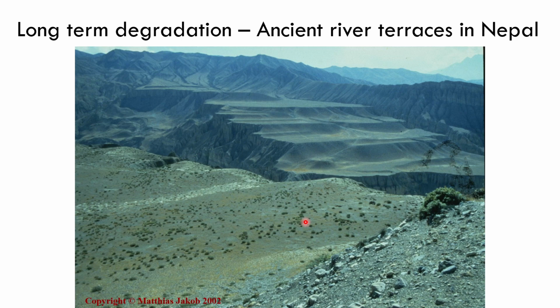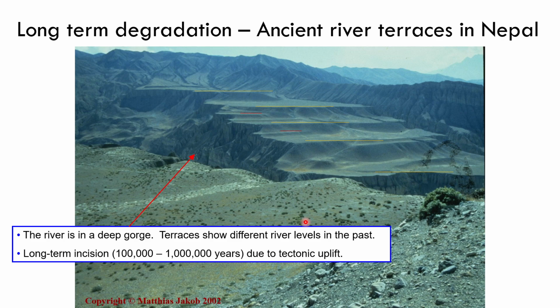In certain landscapes we can actually see a landscape history of degradation as well. In a place like this, in Nepal, what we can see here is a series of river terraces. These are all the little lines out here, and you can see the steps in the landscape back here, which are all old river terraces. And now the river is way down in a deep gorge here.